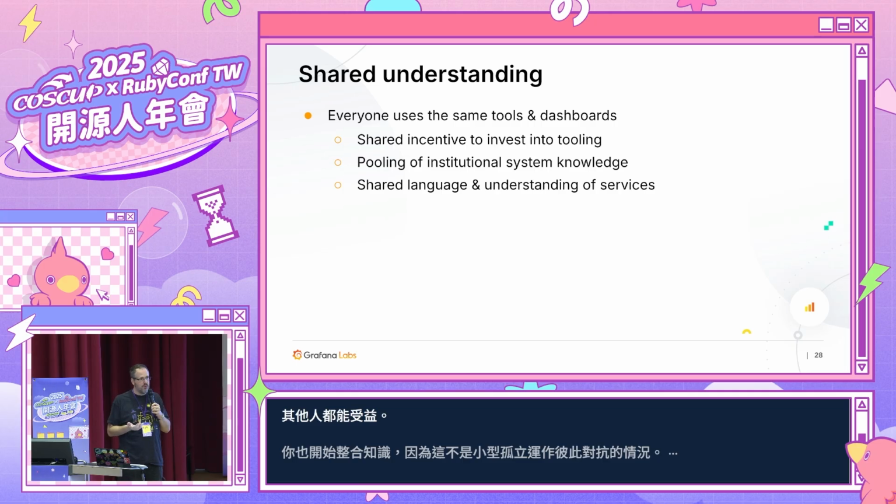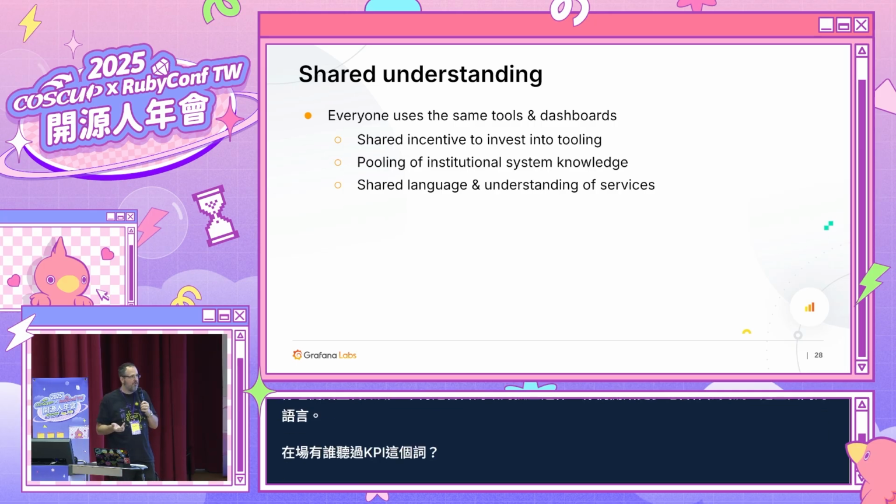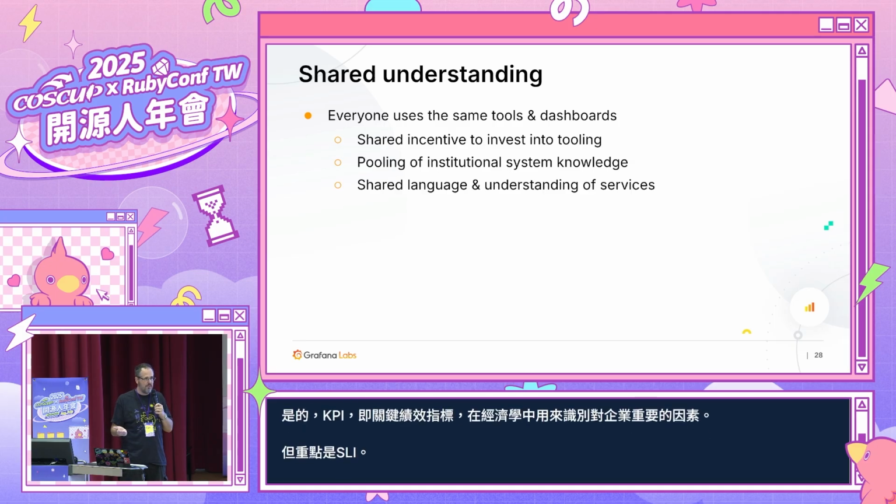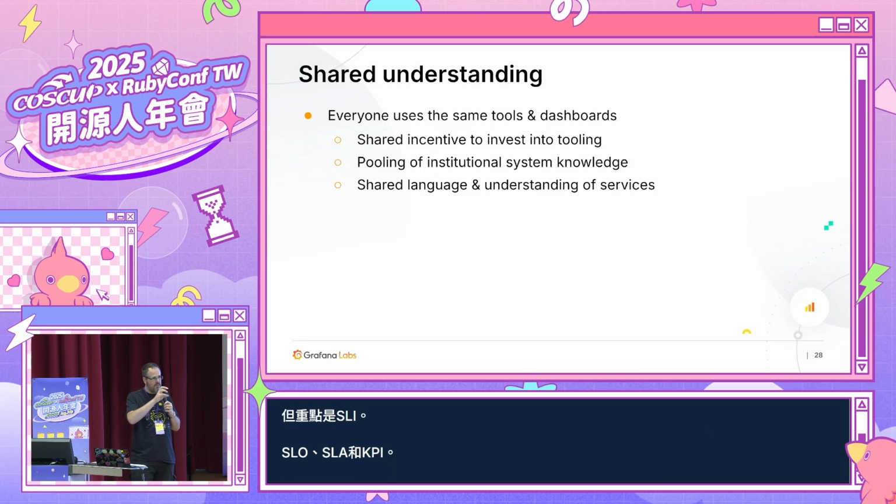Who here has heard of the term KPI? Yeah, a few. KPI is key performance indicators. It's used in economics basically for what is important to the business. But the thing is, SLI, SLO, SLA, and KPIs, for example, they mean exactly the same thing. SLI, SLO, SLA, they split it up more, but it is exactly the same thing.